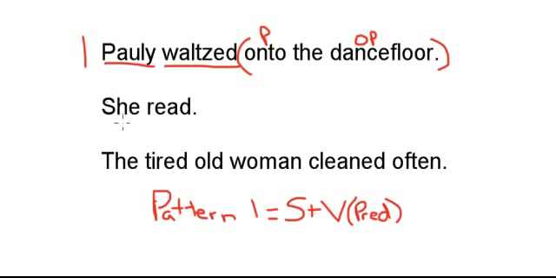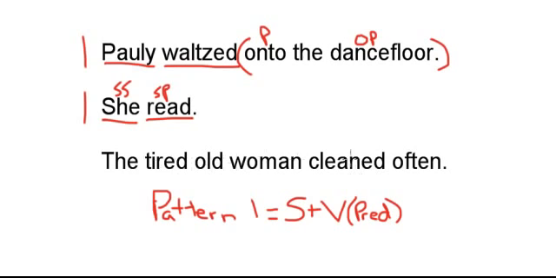This sentence here, let's see if it's a sentence. Does it have a subject? Yes. She. What did she do? She read. That's her simple predicate. This also only has a subject and a verb, so this is a sentence, and it is in pattern number one.